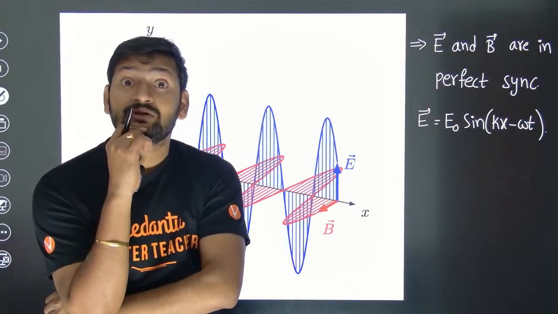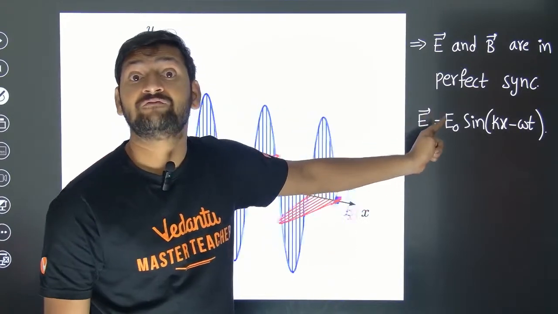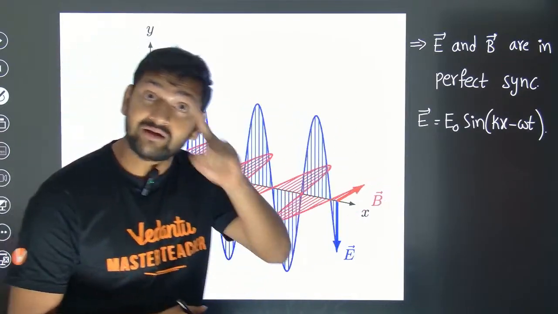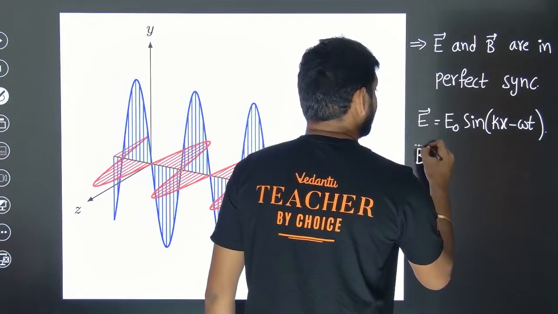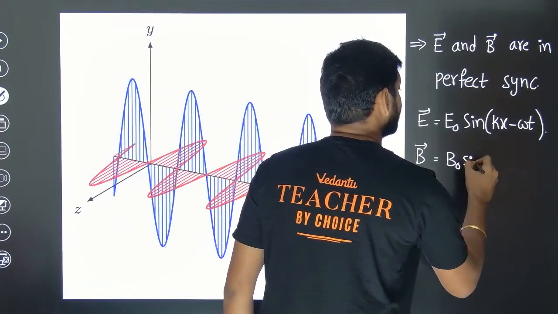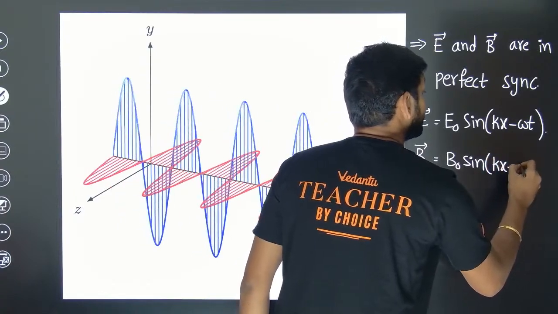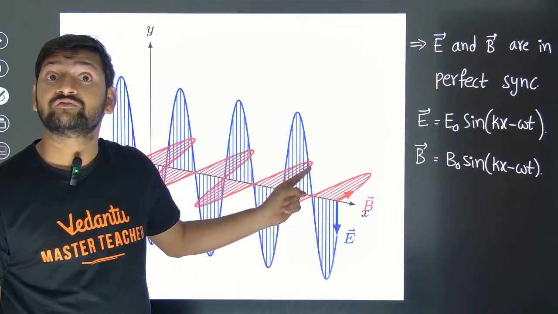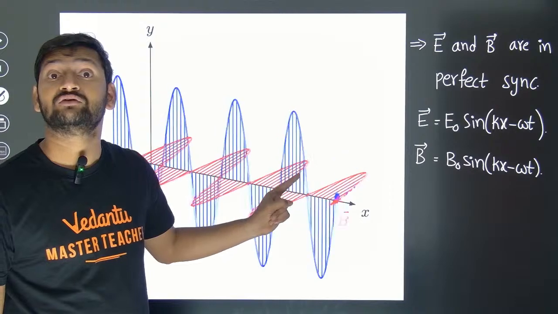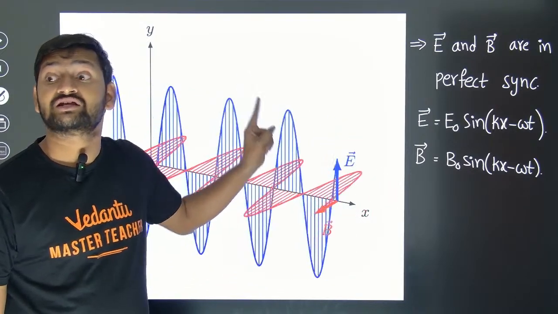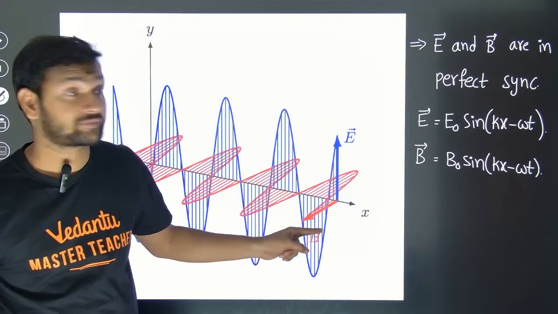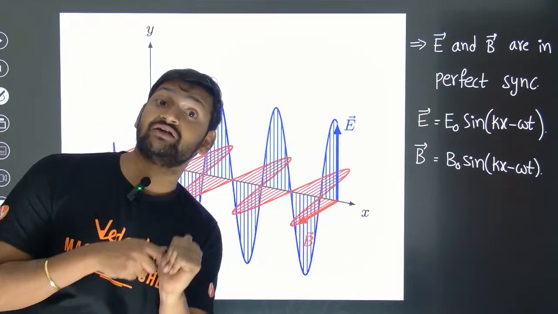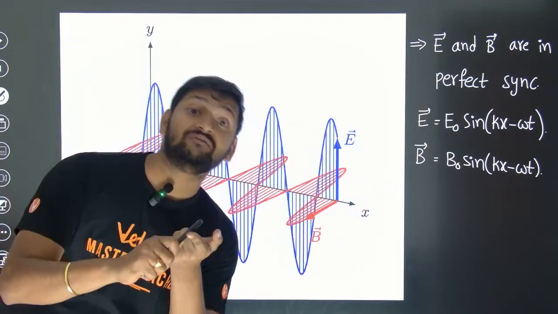Now one thing you have to keep in mind is that if you have chosen the electric field to have sine, then the magnetic field should also be represented with sine and with the same phase. Why? As I said, both of them become zero at the same time. Both reach their respective positives at the same time, and their respective negatives also at the same time. They are in perfect sync. That means they should be represented with the same function and should have the same phase also.